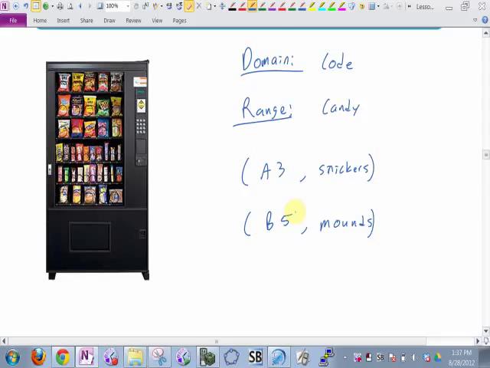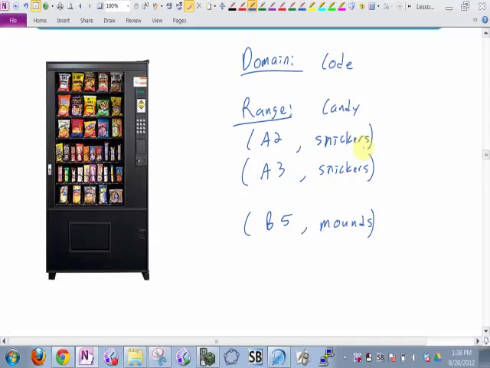Now, could Snickers be so popular that they have to fill 2 different columns with it, and so you have A2 outputting Snickers as well? Yeah, absolutely. Still a function. That's great. Same output, different inputs, doesn't matter. That's a function.